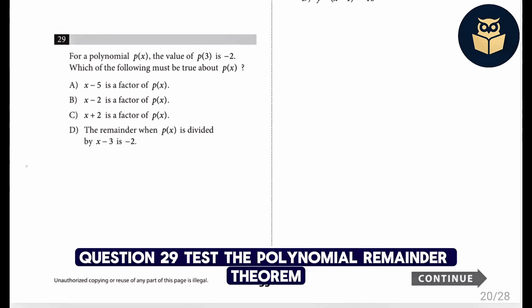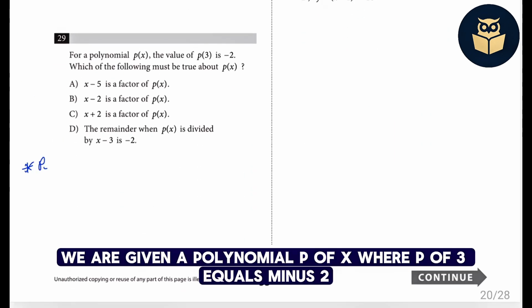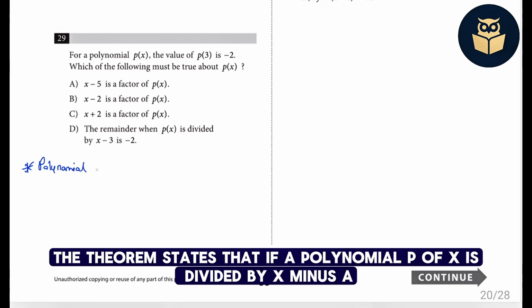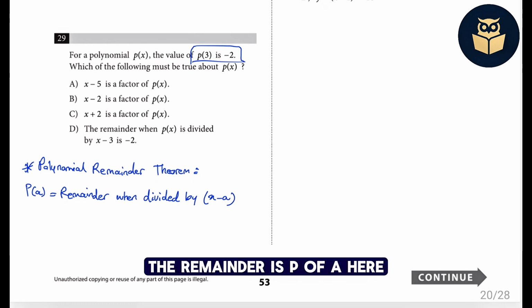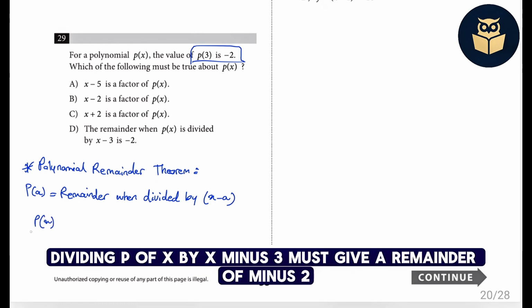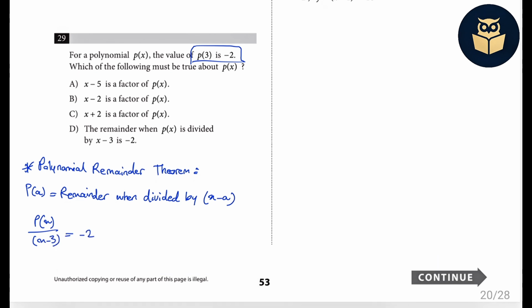Question 29 tests the polynomial remainder theorem. We are given a polynomial p of x, where p of 3 equals minus 2. The theorem states that if a polynomial p of x is divided by x minus a, the remainder is p of a. Here, since p of 3 equals minus 2, dividing p of x by x minus 3 must give a remainder of minus 2. That makes choice D the true statement.